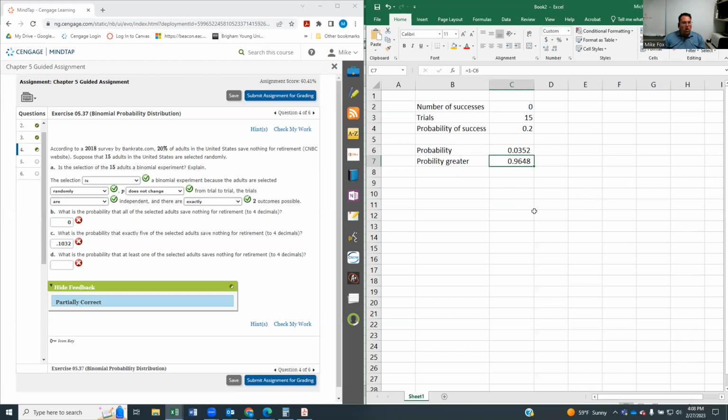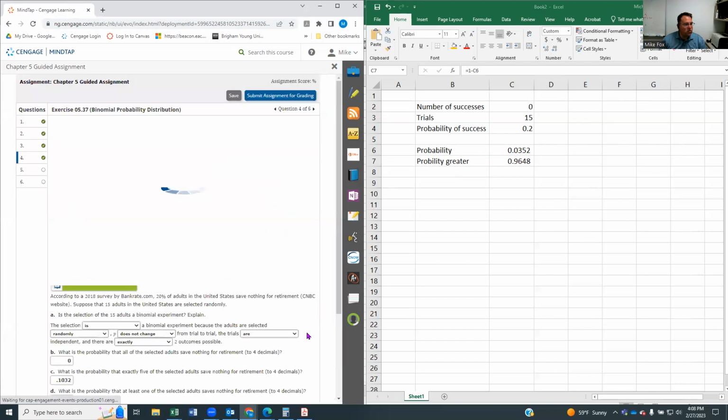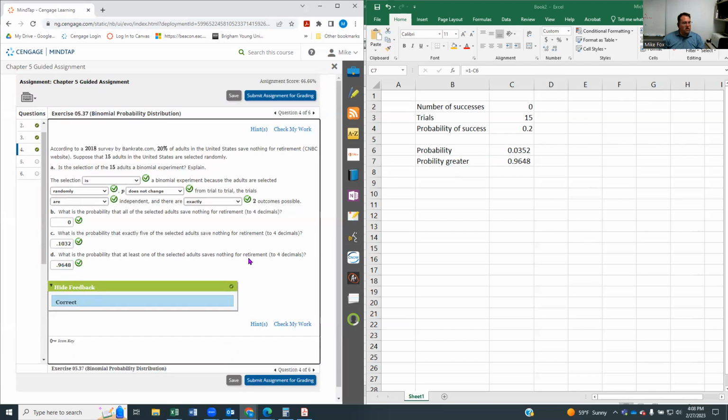Just remember that all of the probabilities in the total function have to add up to 1. So if I can calculate the probability that something is less than 1, which means 0 or less, then 1 minus that will tell me the probability that it is 1 or greater. So I'm going to put 0.9648. Check my work. Hopefully I'm all good. And I am. All right.